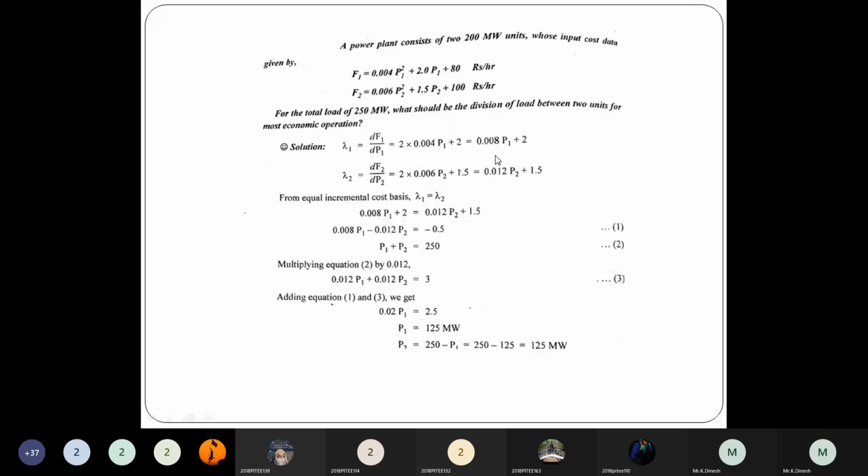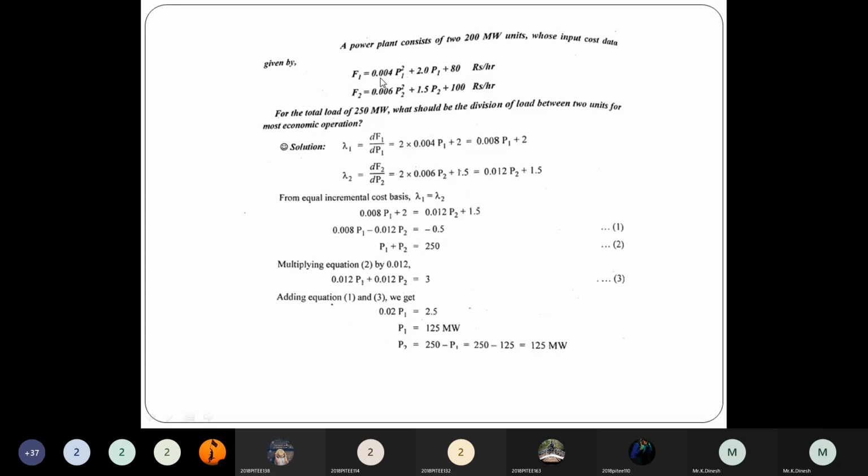Same case only. In the same procedure only. So last case PG1, PG2 is given. In this case P1, P2. Like that, to provide the problem. So easier only. So you have to differentiate once both the equations. That is lambda 1 equal to df1 by dp1, lambda 2 equal to df2 by dp2.